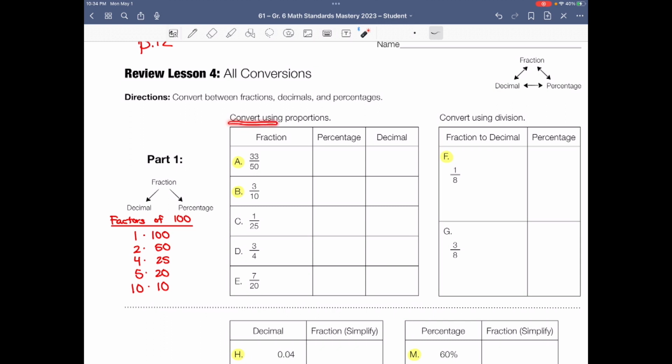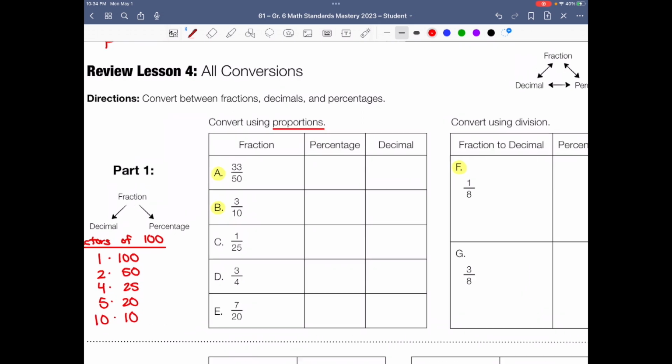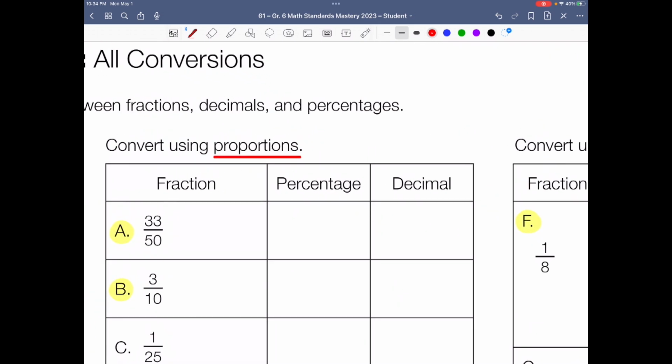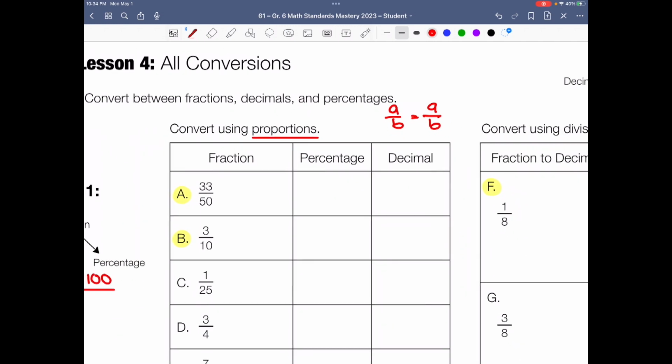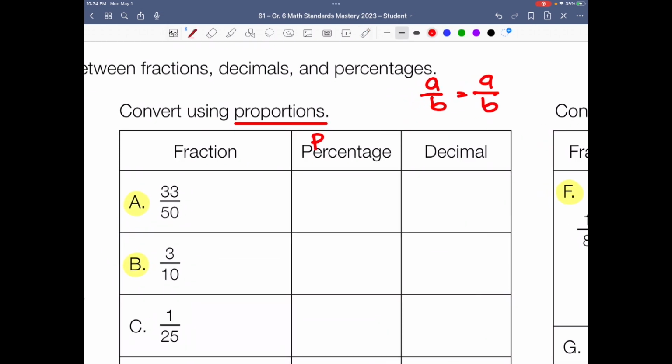Part 1, this part says convert using proportions. Underline proportions. And the easiest proportion that you know is A over B equals A over B. The important thing to keep in mind here when you convert from a fraction into a percentage is to remember what percent means. So percent means per 100. Write it down.